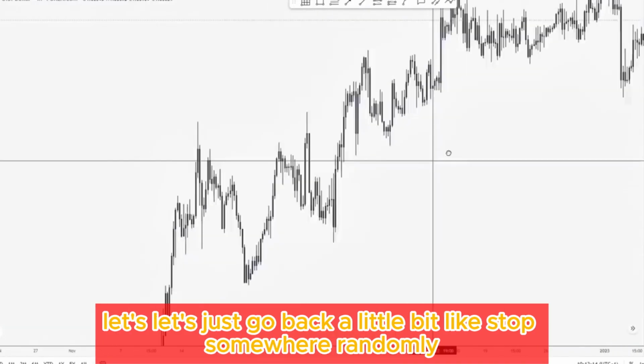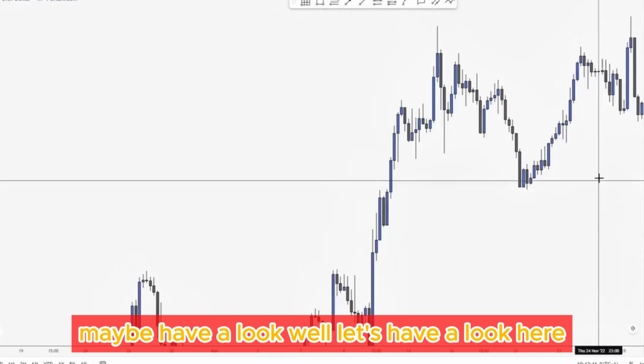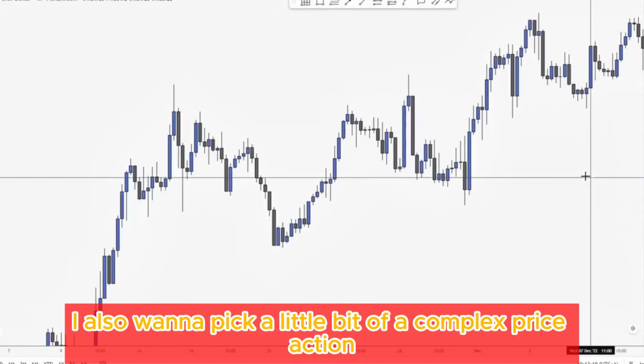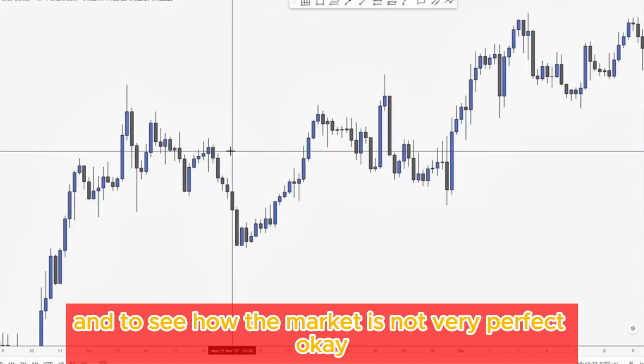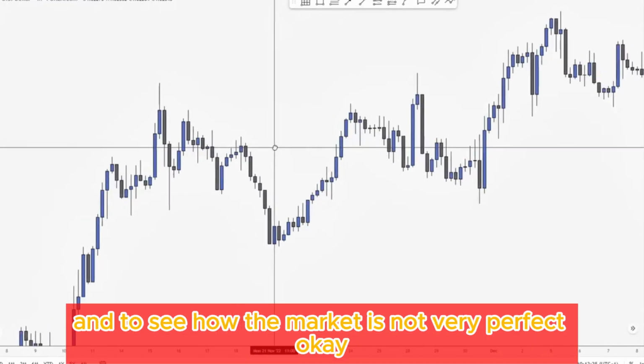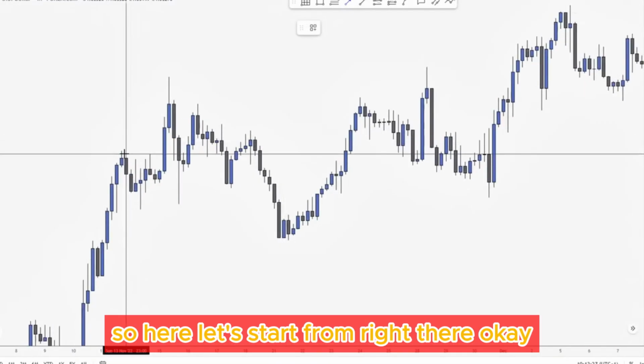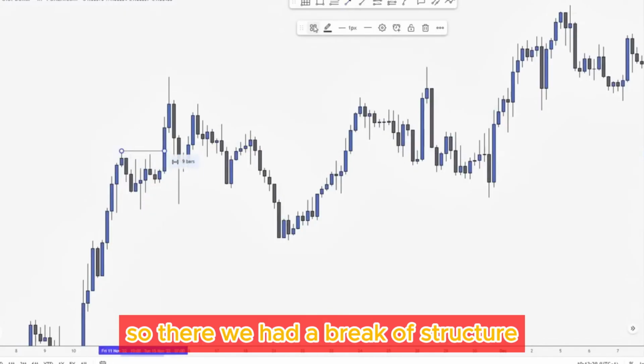Let's just go back a little bit, stop somewhere randomly, maybe have a look. Well, let's have a look here. I also want to pick a little bit of a complex price action so that you actually learn something and see how the market is not very perfect. Okay, so here, let's start from right there. Okay. So there we had a break of structure.